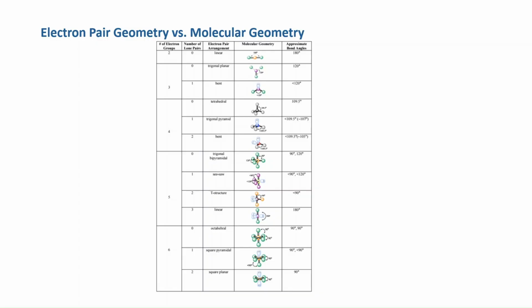Now, when you have a linear, there's no problem in that. When you have a trigonal planar, but instead of an atom, you have a lone pair in there, your electron geometry is trigonal planar. But for the molecular geometry, we ignore the electrons, and the molecular geometry is a bent molecule.